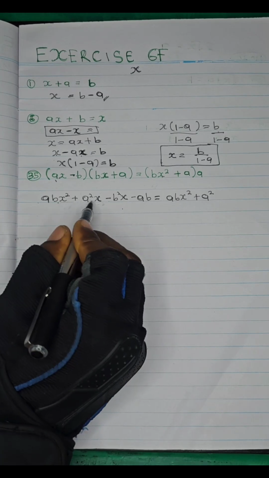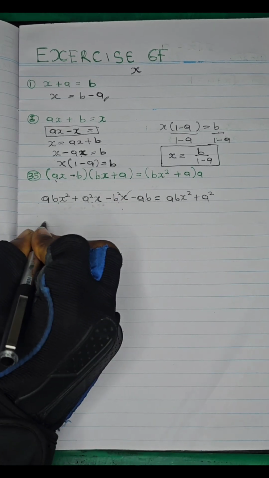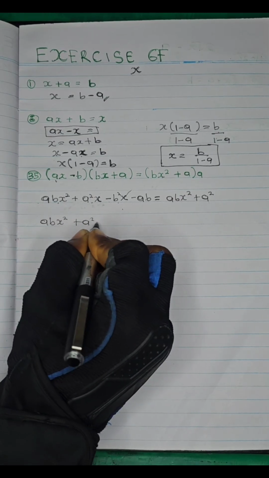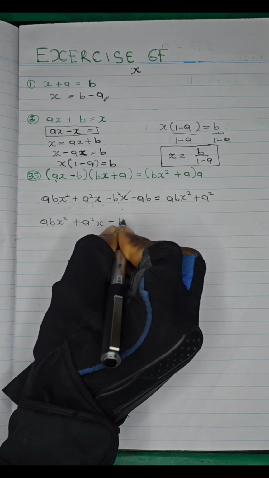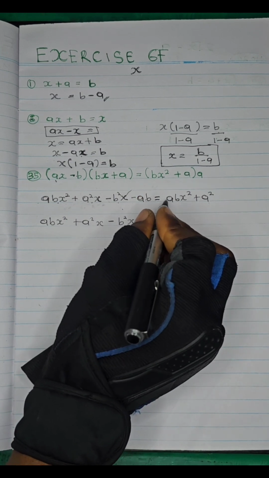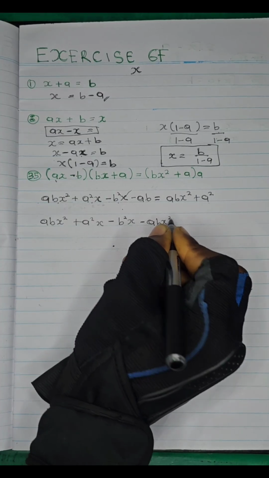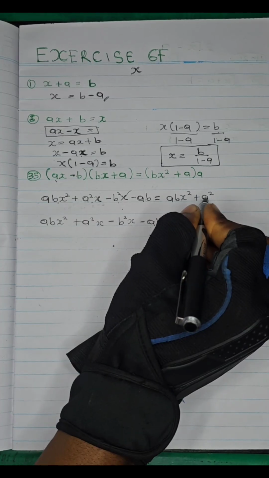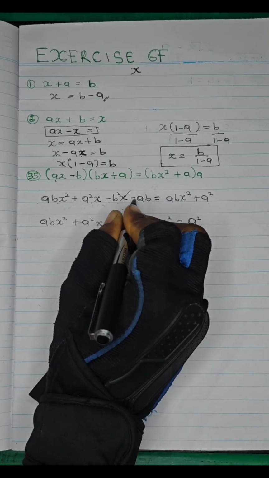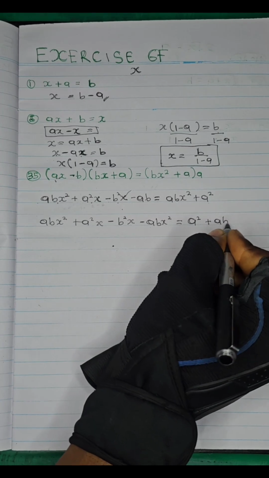So we have x here, we have x here, we have x here. So this will go to this side, while this will come to this side. So we have abx squared plus a squared x minus b squared x. This one will go to your side. Let's bring in this one. It's positive here, so when it comes, it becomes negative. abx squared equal to, this one was here before, so we'll write it as a squared. Now this here, when you cross the equation, it becomes plus ab.